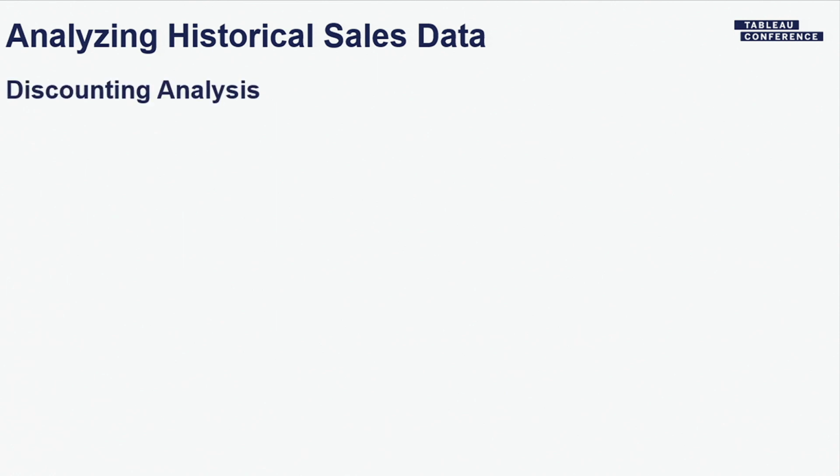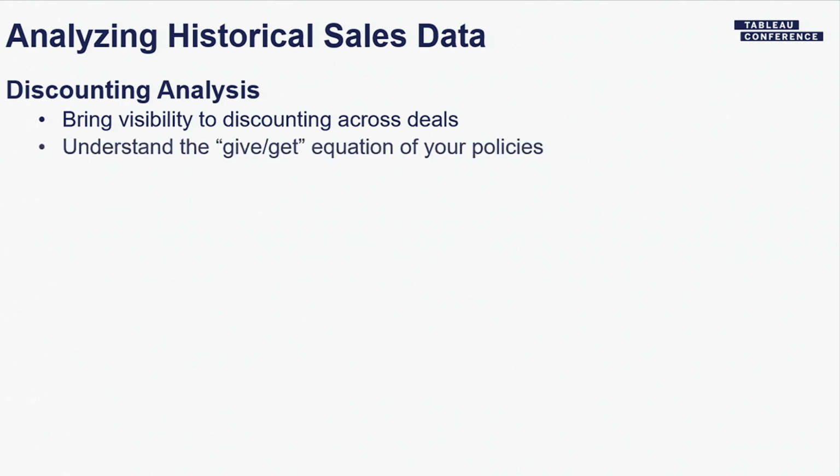The first thing we'll look at is discounting analysis. And I believe that this dashboard helps us bring visibility to discounting across deals, relieving that predicament I mentioned about sales reps selling to similar customers across geographies. But it'll also help your management team understand the give-get equation of your pricing policies. What do I mean by that?